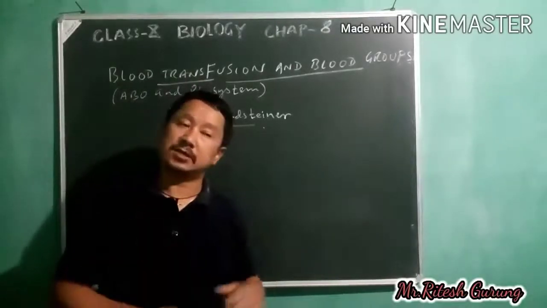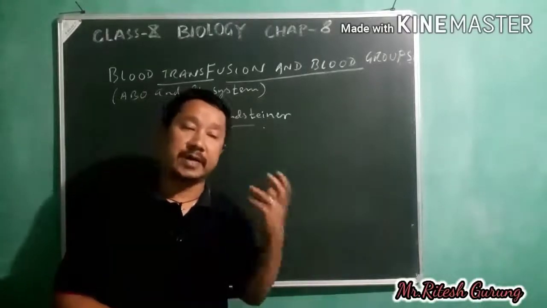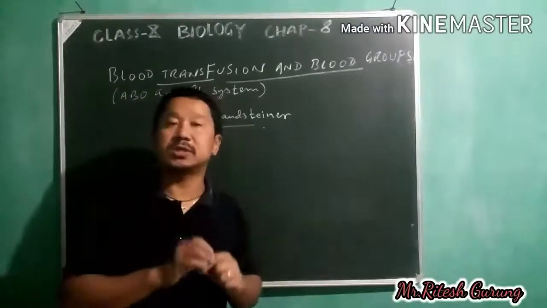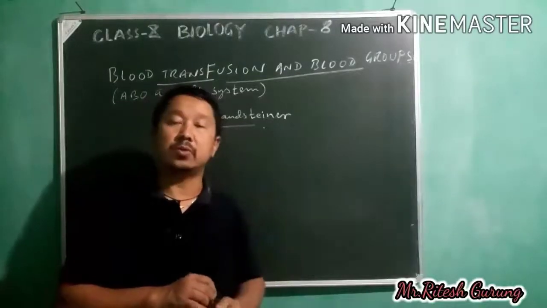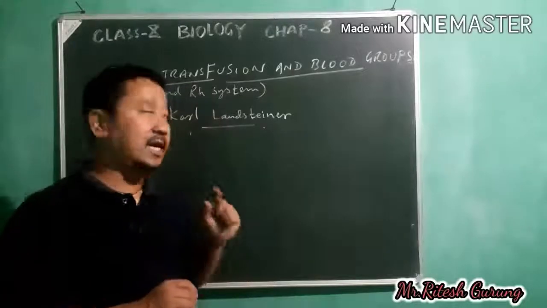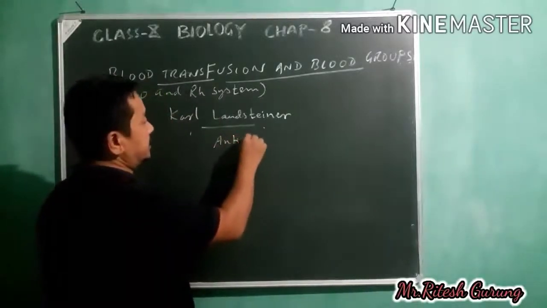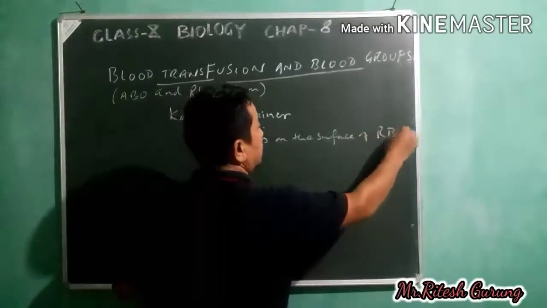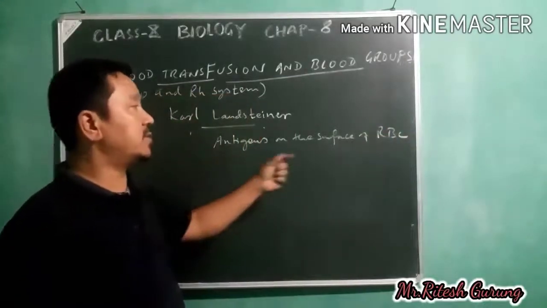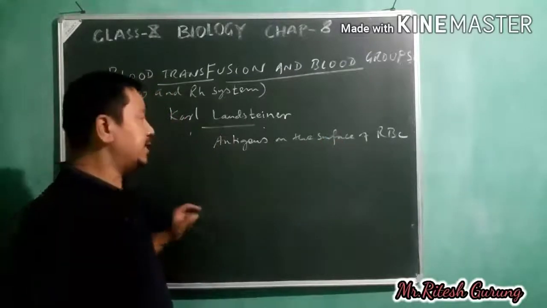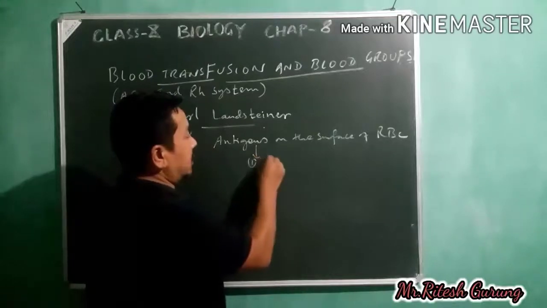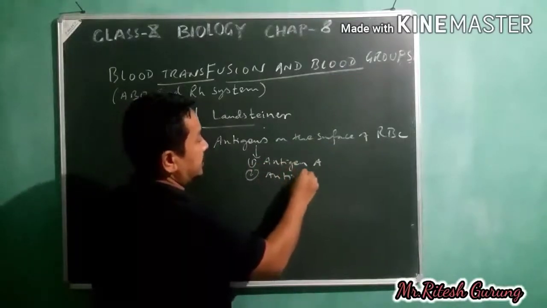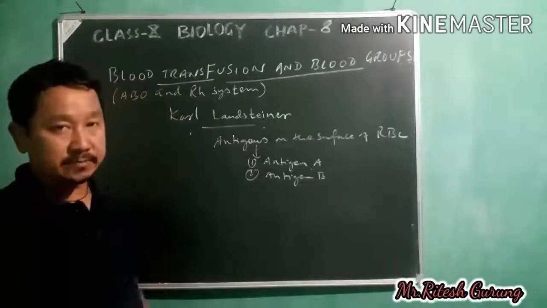Blood is composed of different kinds of cells and plasma. There are proteins on the surface of RBC, and these proteins are named antigens. These antigens are of two types: antigen A and antigen B.